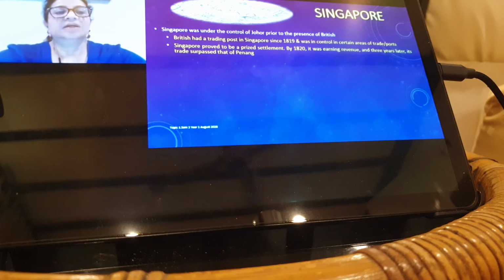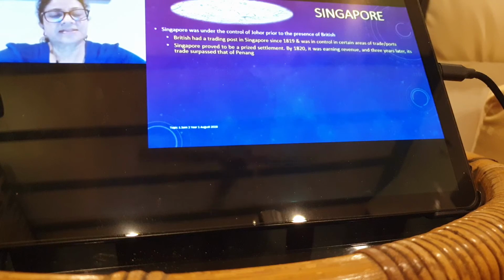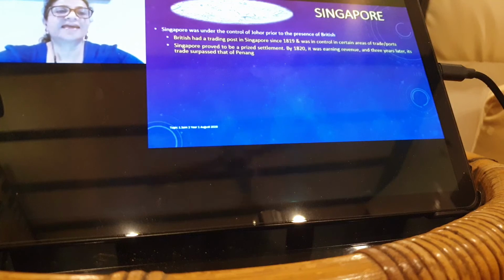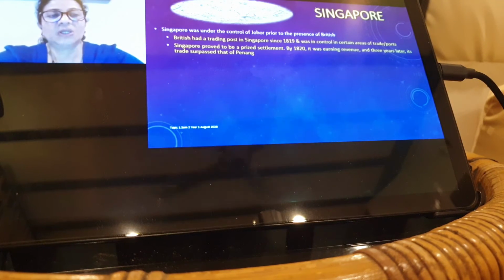Now, after Penang, the next state that was ruled by the British is Singapore. Singapore at that point of time was under the control of Johor. If you look at the geographical position, Johor is at the southern tip of Malaya, which is very close to Singapore. So Singapore was under the control of Johor prior to the presence of British.